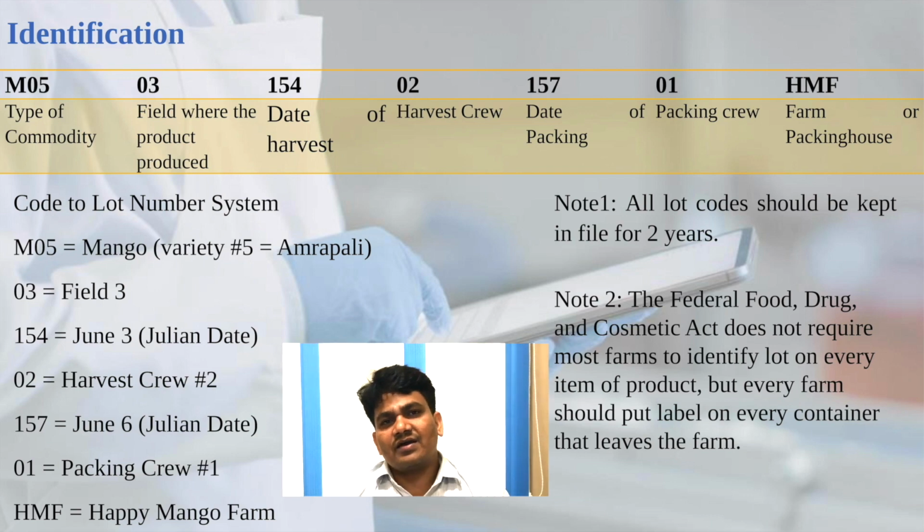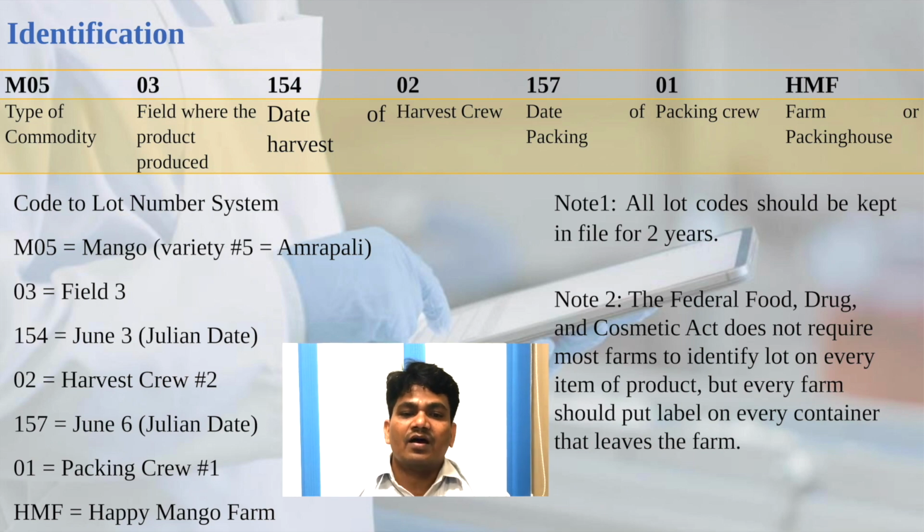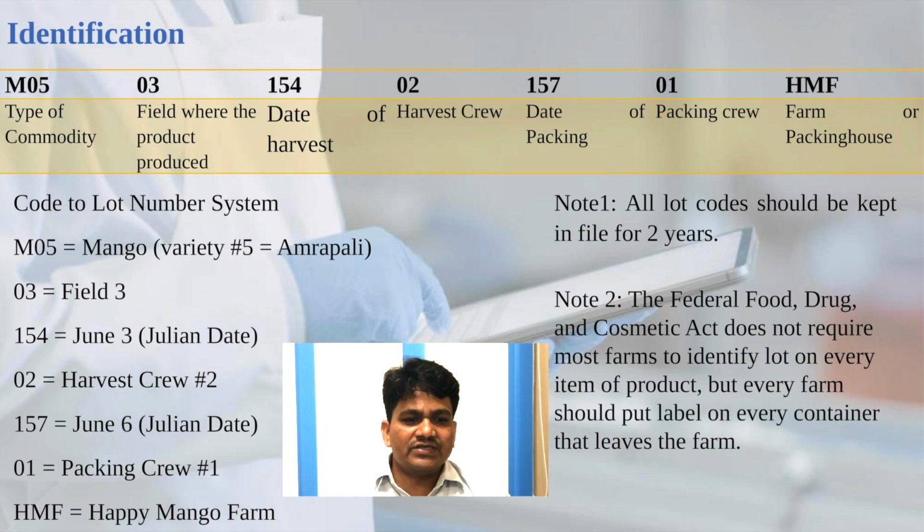Then we can track the date of packing, the date of harvest, the harvest crew, and the type of commodity. So codes are there, and through these codes we can track and identify the products. That information is as I have discussed, and it is available in this slide as well.